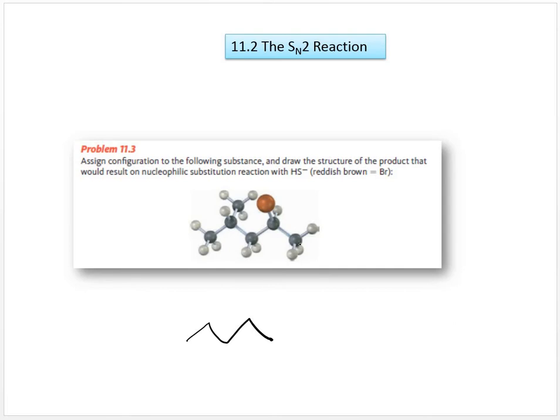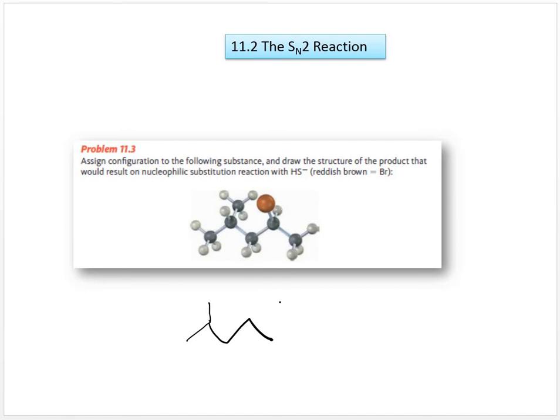One, two, 3, 4, 5. So here we have 5. So there is here a methyl. This carbon, I'm not drawing a 3D representation because this carbon is not chiral. Why? Because it has two methyl groups. But this carbon is a chiral carbon.